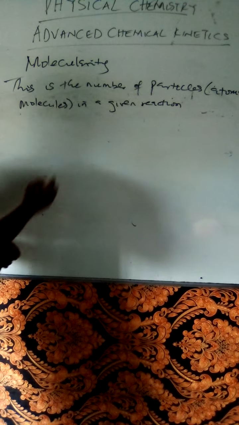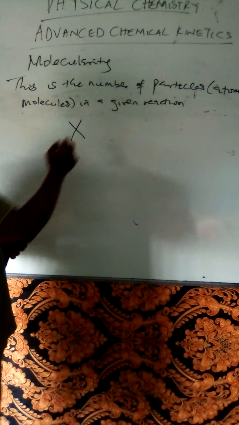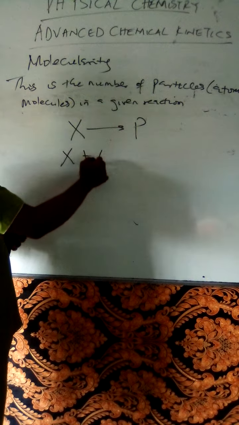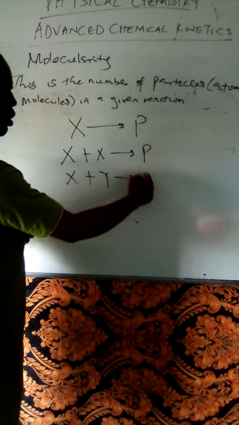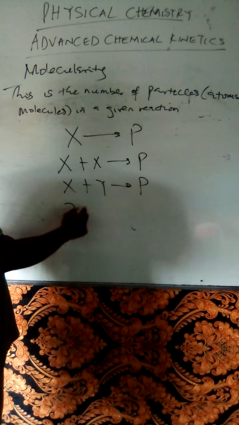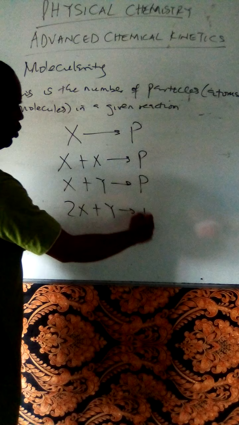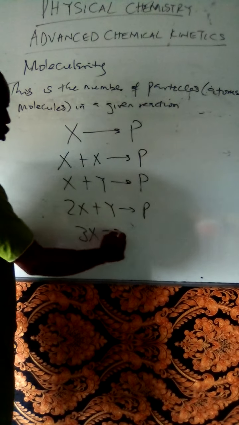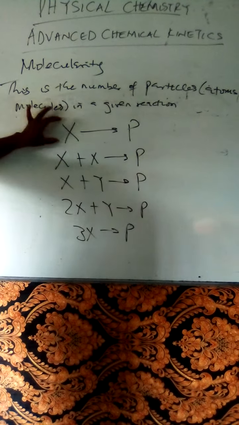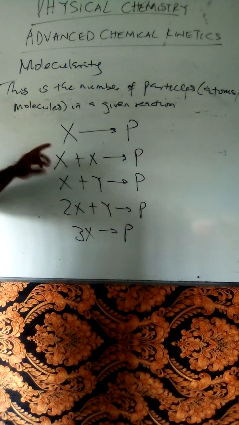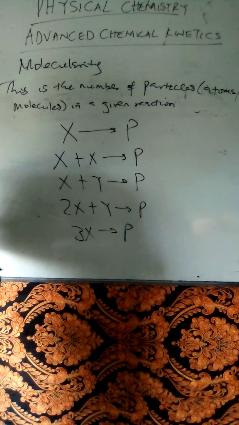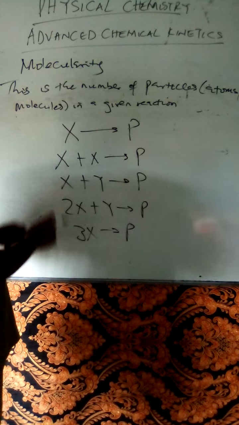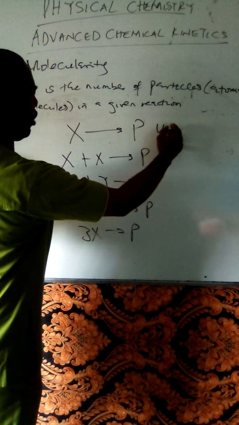For instance, let's look at this hypothetical example: S giving us product P, S plus S giving another product P, S plus Y giving P, 2S plus Y giving P, 3S giving us P. In this first reaction, we have only one particle, one atom, or we will say one molecule of S participating in the reaction. So any reaction that involves one atom or one molecule of the reactant is said to be a unimolecular reaction.